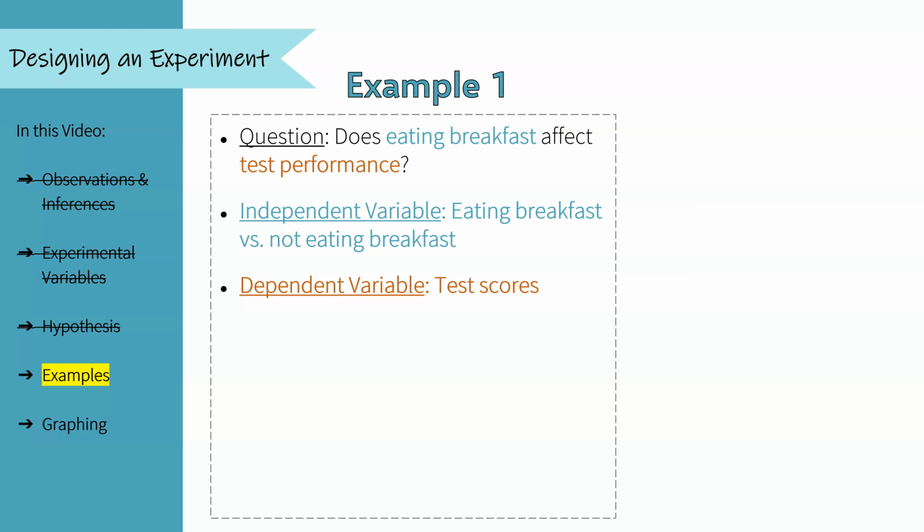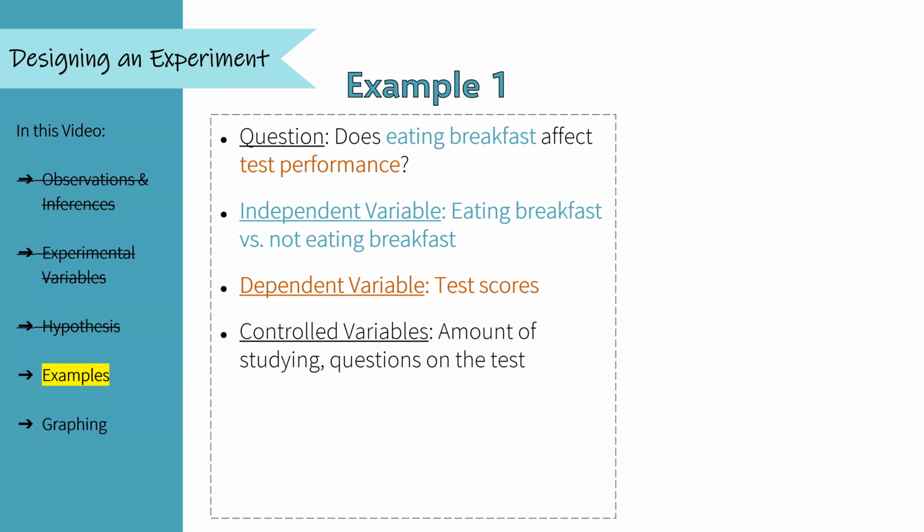For my controlled variables, I want to think about what other things might affect test performance, right? If I give some people a harder test and some people an easier test, then that might affect how they do. So that would be a controlled variable. Another thing might be how much studying my students have done, right? So if you studied more and you didn't eat breakfast, that might affect your score. So I'll want to control these in some way.